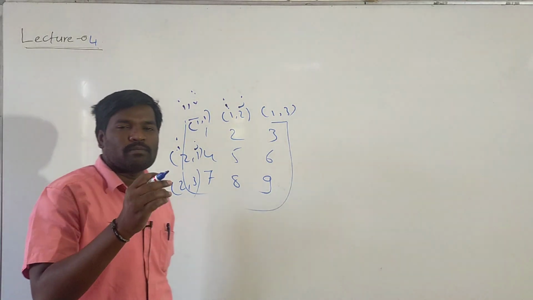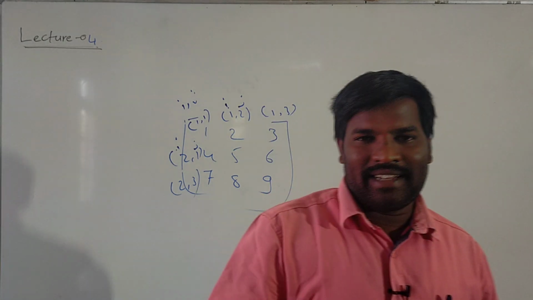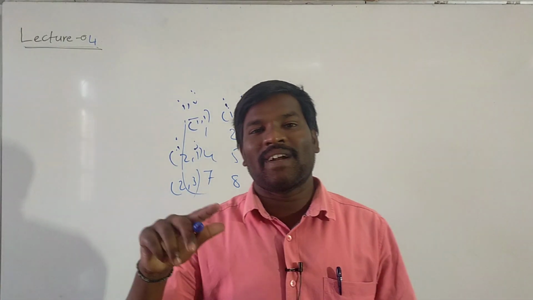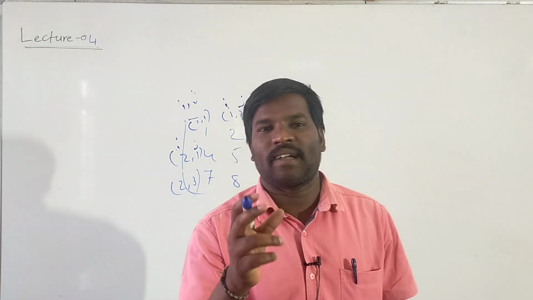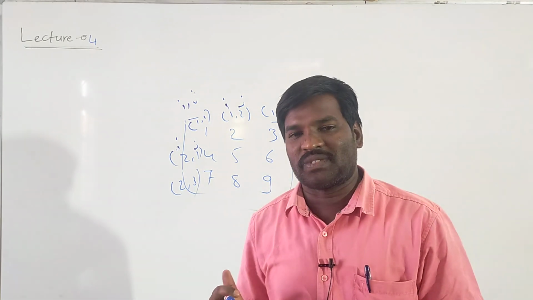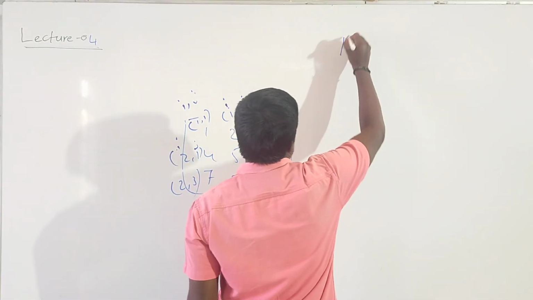That is, at the time of printing the array, we just have to print a of ji. Instead of writing a of ij, we have to write a of ji. Okay, so just have to write the program.